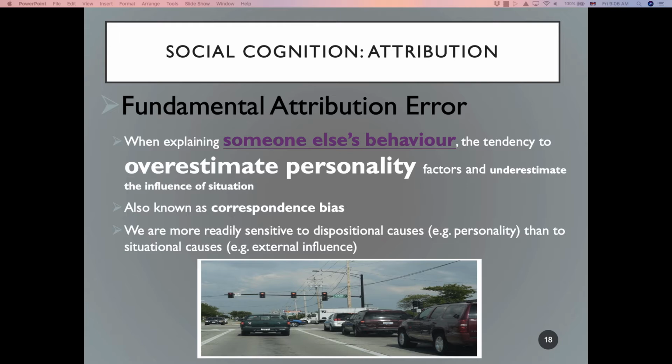However, we can make errors in our judgment, and we call these the fundamental attribution error. We may be incorrect in the way in which we attribute that behaviour to either internal or external influences. When we explain somebody else's behaviour, because we don't know what they're thinking or feeling, we can overestimate the personality factors, and we can underestimate the external environment, the influences of the situation.